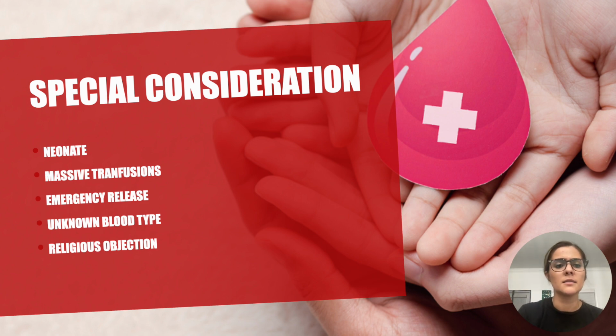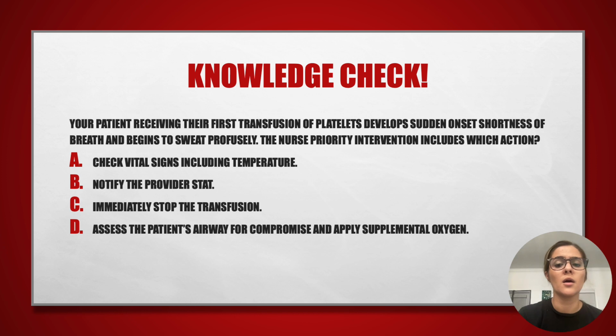And in summary here, let's do one more knowledge check. Your patient is receiving the first transfusion of platelets. They develop a sudden onset of shortness of breath and begin to sweat profusely. The nurse's priority intervention includes which action? Check the vital signs, including the temperature, notifying the provider stat, immediately stopping the transfusion, or assessing the patient's airway for compromise and apply supplemental oxygen.